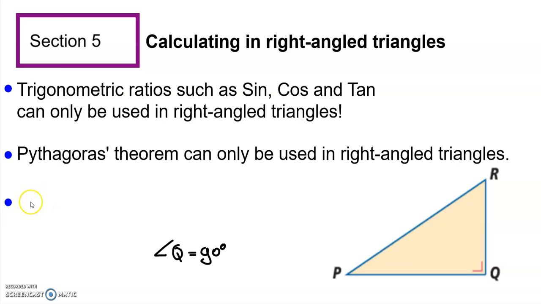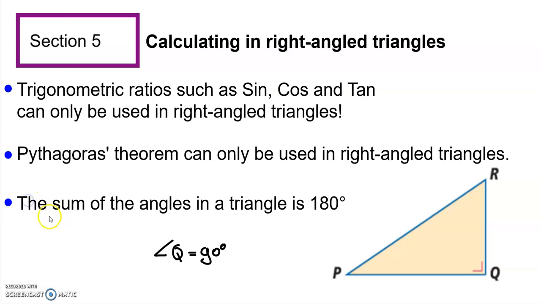Some other thing that's really helpful to know is the sum of the angles in a triangle is 180 degrees, and sometimes this rule is very helpful in this whole chapter. So make sure you do know these things.